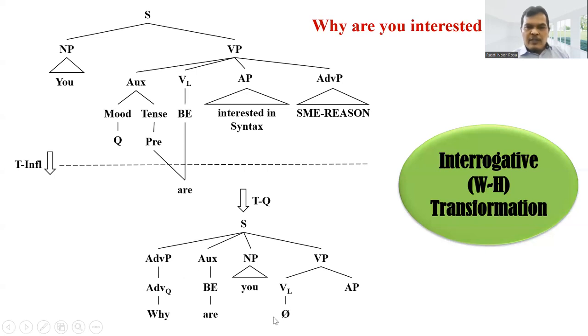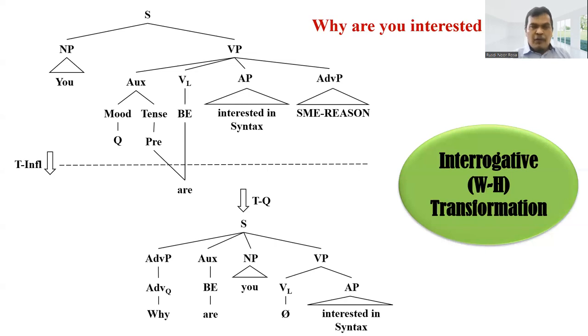So we use here zero marker for the linking verb because the word are here consists of two functions, or serves two functions. The first one is as the auxiliary, and the second one as the linking verb. So we have here, why are you? And then AP is the phrase interested in sentence. So this is the analysis of a sentence, why are you interested in sentence?